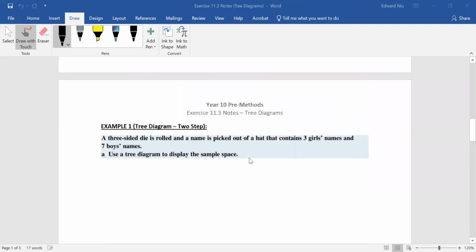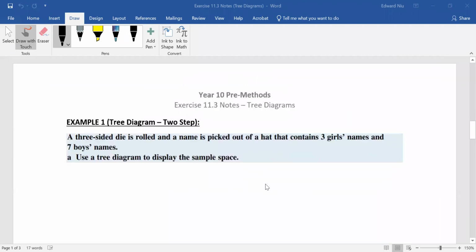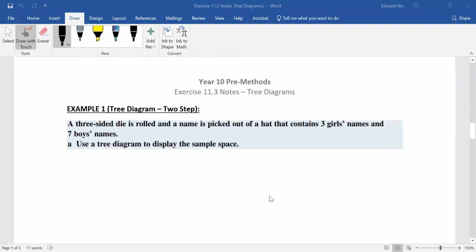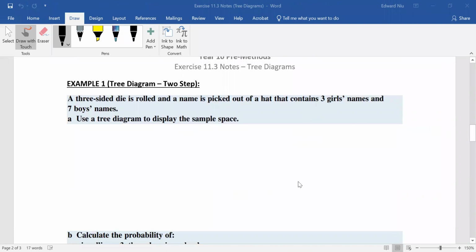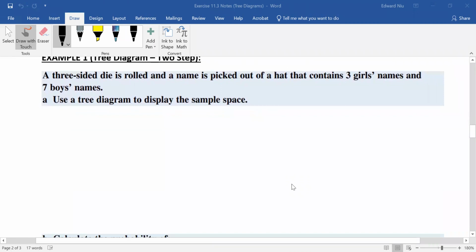Alrighty, example 1. So what we have here is a weird 3-sided die, and a name is picked out of a hat that contains 3 girl names and 7 boy names. So how do we start this tree diagram?